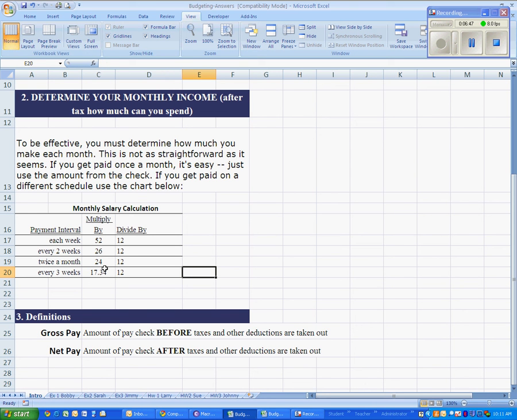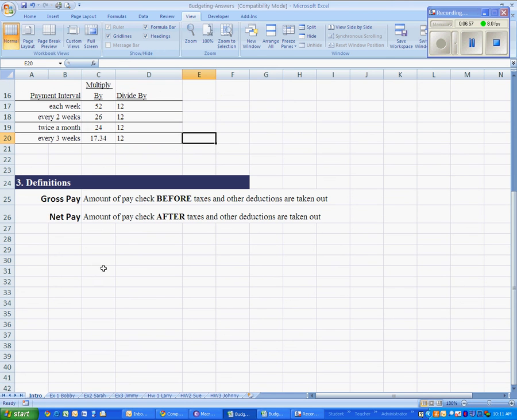But that's the first step you have to do. If your paycheck's not consistent, that's another problem. But you want to give it your best guess, your best average monthly paycheck. And then you also have to realize there's a difference between gross pay and net pay.